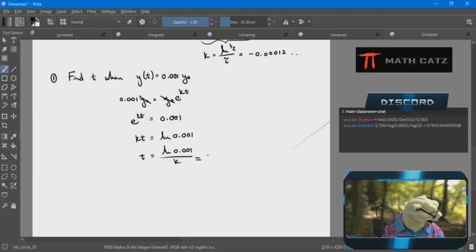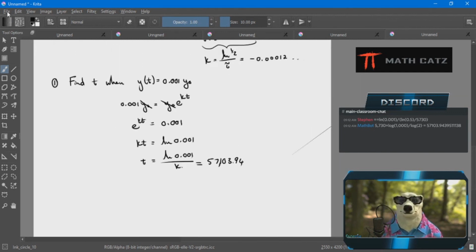And we get 57103.94. So that is roughly 57,000 years for carbon-14 to decay to about 0.1% of its original amount. So it takes a really, really long time.